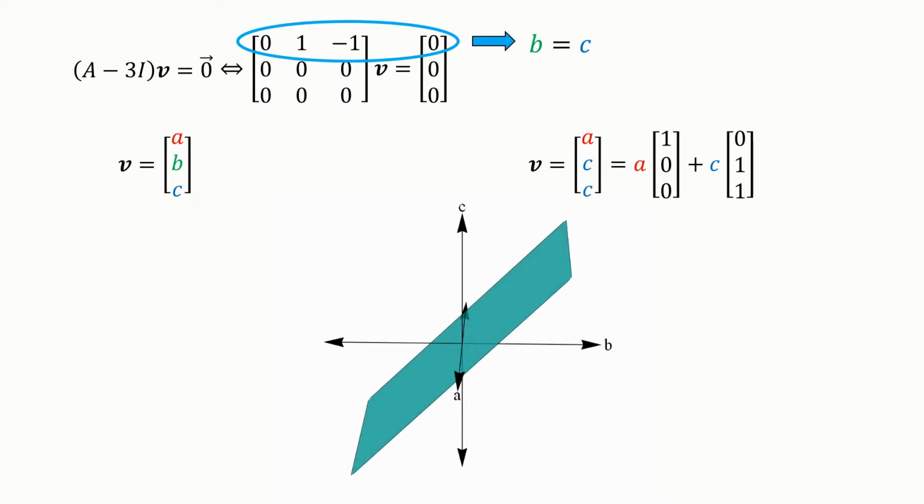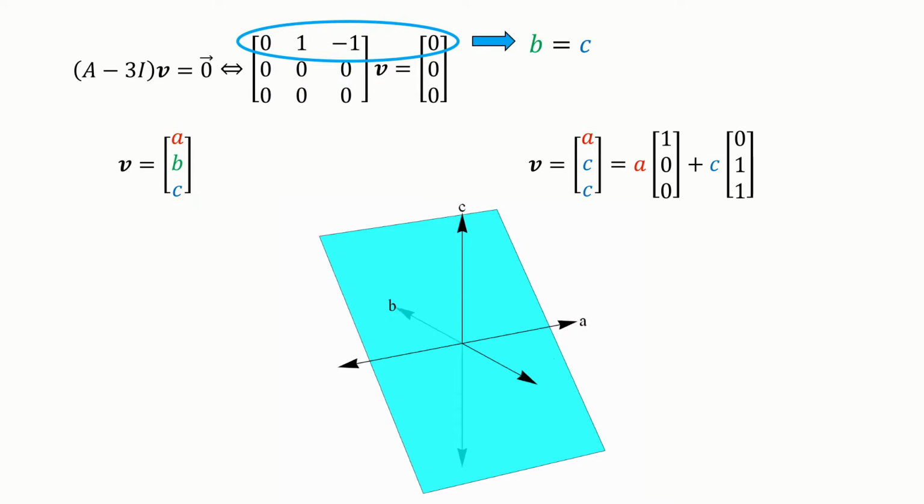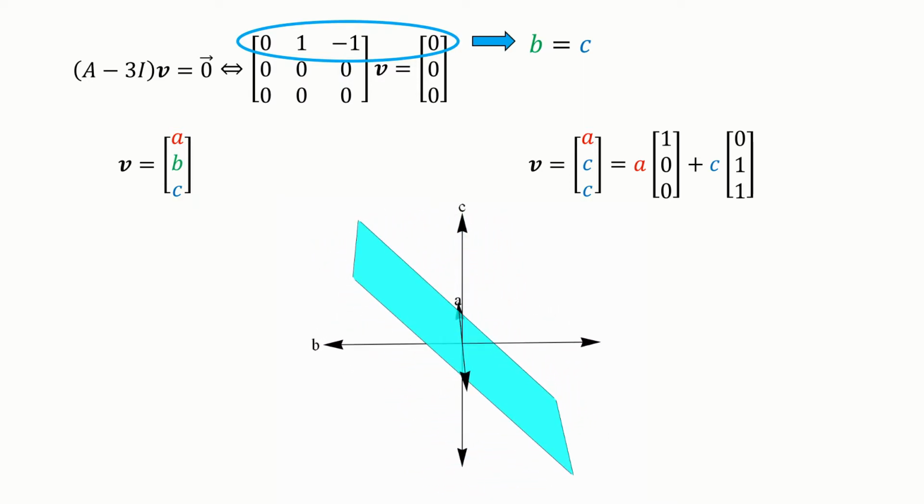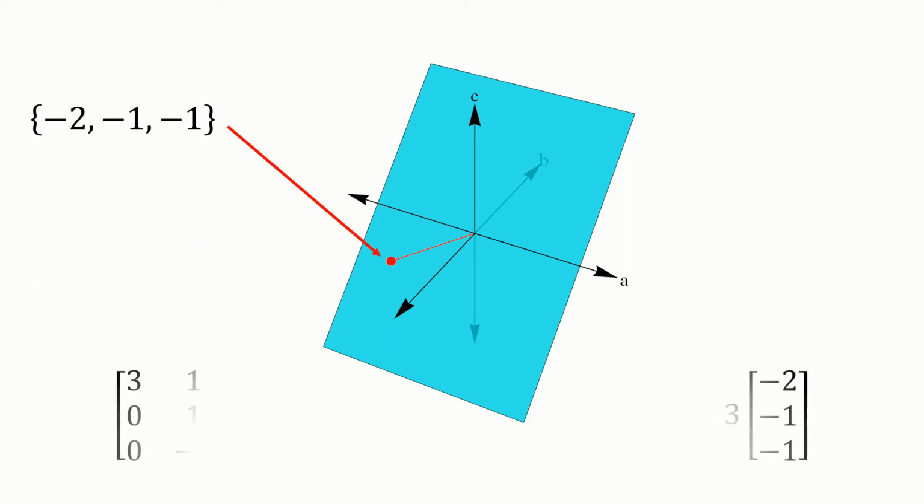And just as a bonus, we can also graph the eigenspace, which is a plane with the equation B equals C. And it's called the eigenspace of the matrix A because a vector drawn from the origin to any point on this plane will always be an eigenvector of A.